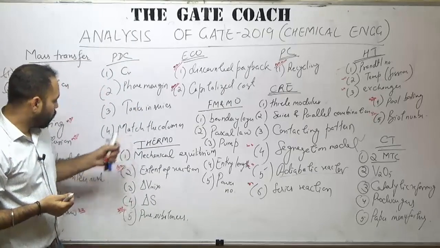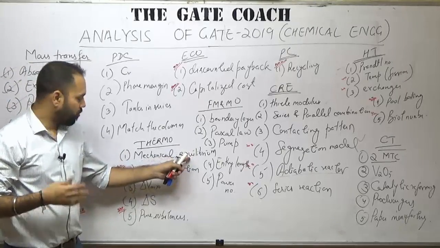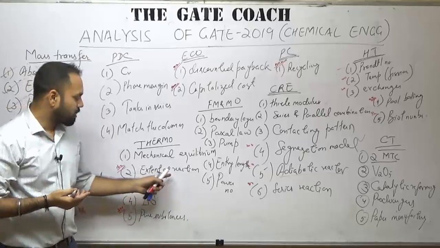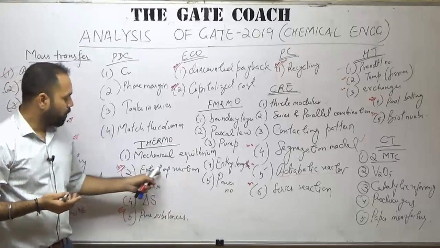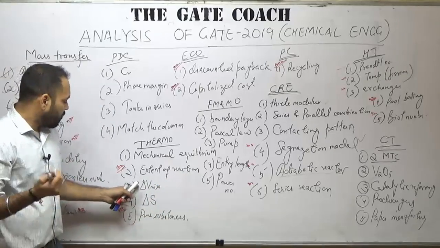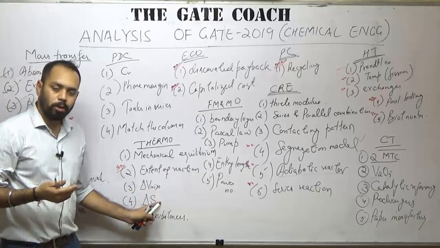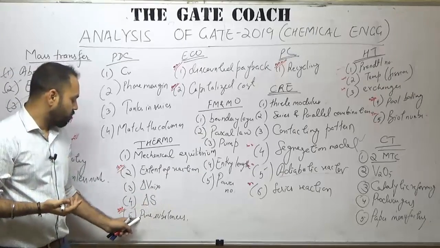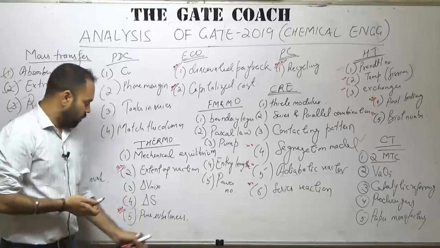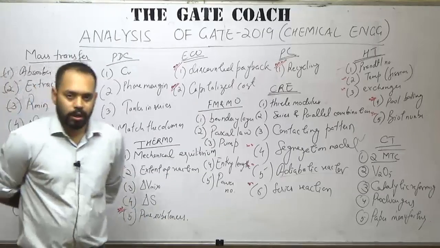In thermodynamics, there was one problem on mechanical equilibrium, with options. Then one problem on extent of reaction, which was quite lengthy and time consuming. Then there was an easy problem from solution thermodynamics on calculation of delta V of mixing, then classical thermodynamics on entropy change, and one problem from pure substances. These two problems from pure substances and extent of reaction are quite lengthy.